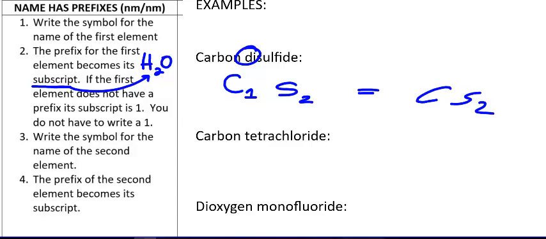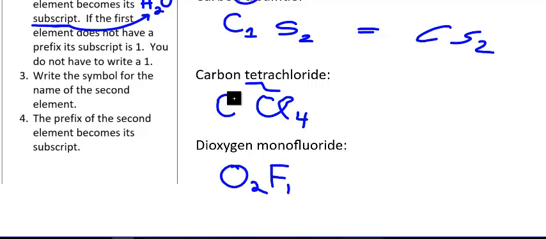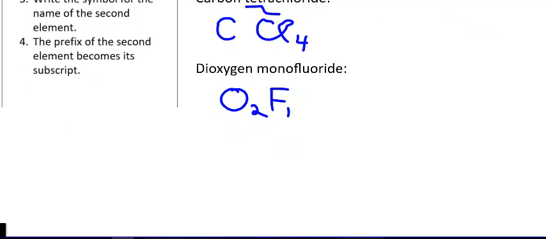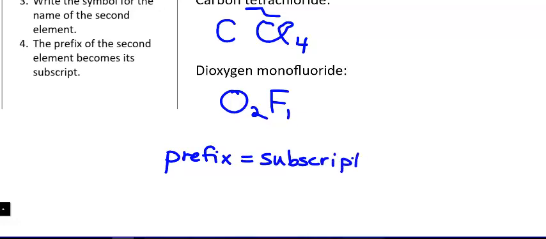So again, this next name has prefixes. So we write the symbol for our first element, carbon, and then chloride is from chlorine, Cl. Carbon doesn't have a prefix, so there's only one of it. Tetra means we have 4 chlorines, so it's CCl4, okay? Dioxygen, O2, monofluoride, F1, okay? And again, you do not have to write the ones. So when the name has prefixes, you have to remember that the prefix for the element is the subscript, okay?